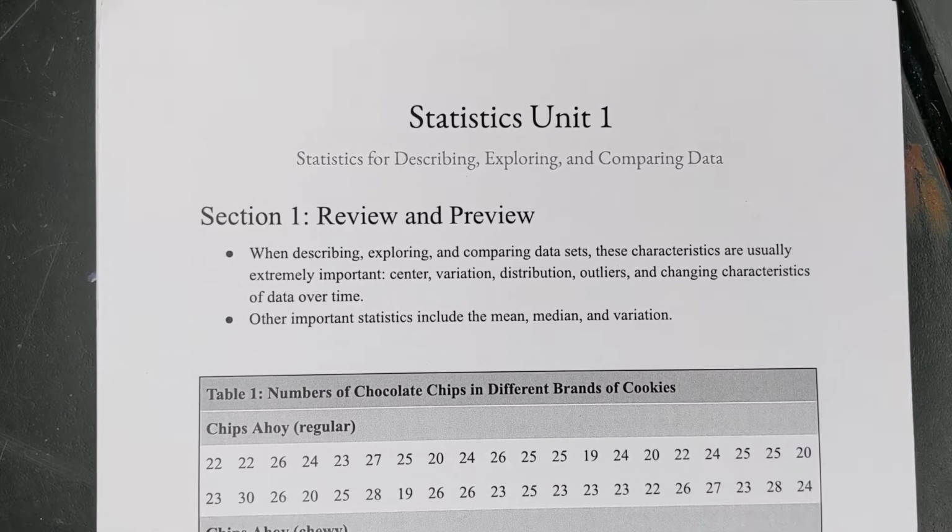Right, so here we have section 1, and there will be section 2 as well for unit 1 in stats. The first section is usually, in any of these chapters, a review and preview. It gives you a brief rundown of what you're looking at.